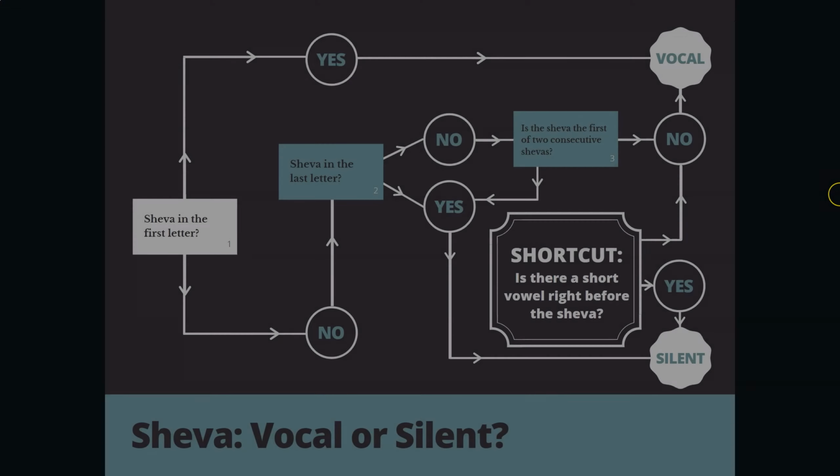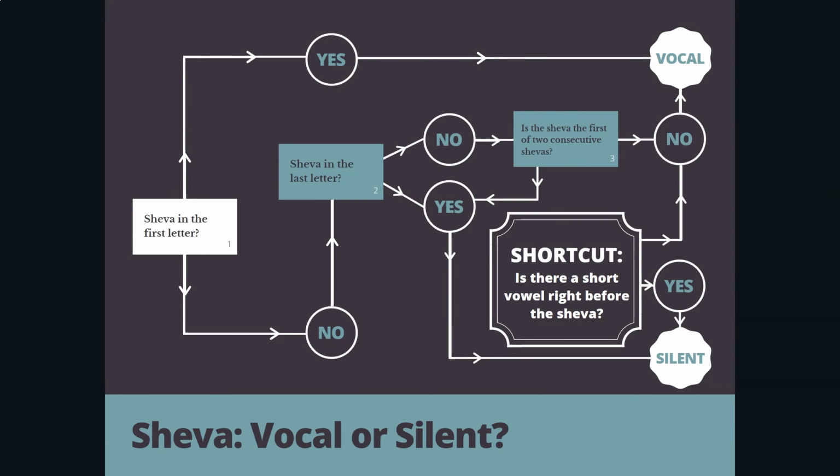Hey everyone, I wanted to record a video walking you through a flow chart of how to tell whether a Sheva is vocal or silent. You'll see here that there's one big shortcut. It's to ask one single question: is there a short vowel right before the Sheva? If there's a short vowel right before the Sheva, it will be silent. If there is not a short vowel right before the Sheva, it will be vocal.